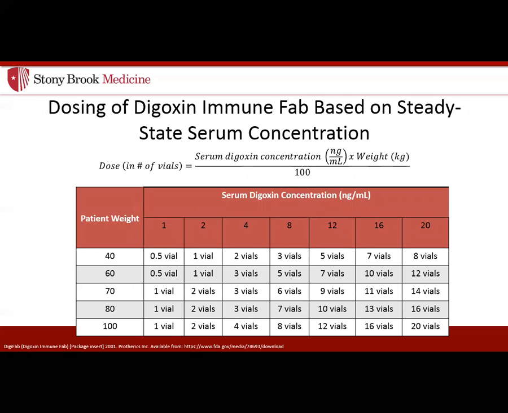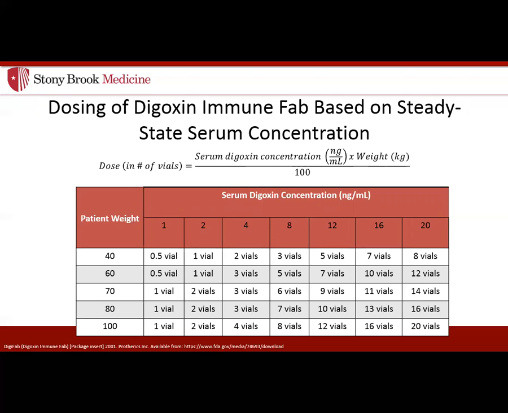So if you don't know how much the patient ingested, but you do have a steady state serum concentration, you can also calculate the number of vials that you would need to reverse digoxin based on the serum digoxin concentration in nanograms per ml times the weight of the patient divided by 100. So this kind of chart also lays that out here for you.